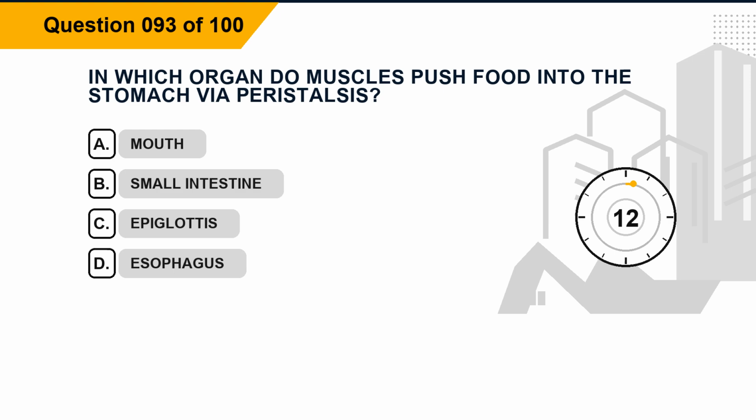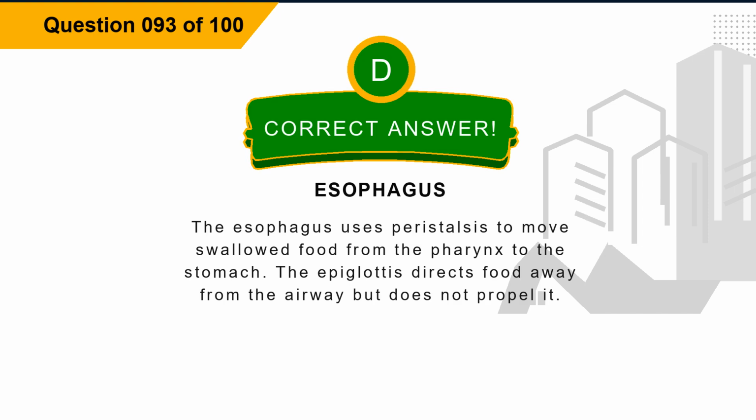Question 93. In which organ do muscles push food into the stomach via peristalsis? Option A, mouth. Option B, small intestine. Option C, epiglottis. Option D, esophagus. The correct answer is option D, esophagus. Explanation: the esophagus uses peristalsis to move swallowed food from the pharynx to the stomach. The epiglottis directs food away from the airway but does not propel it.